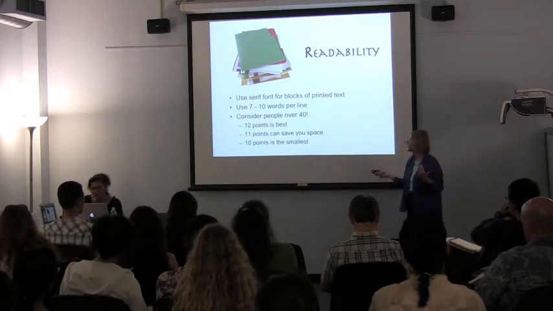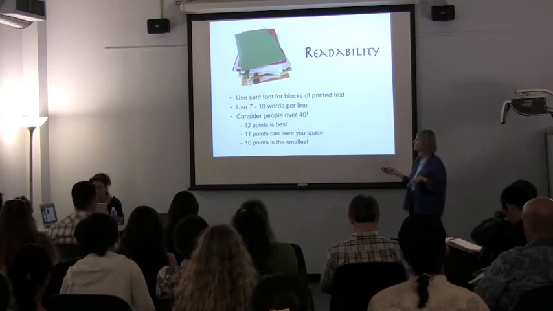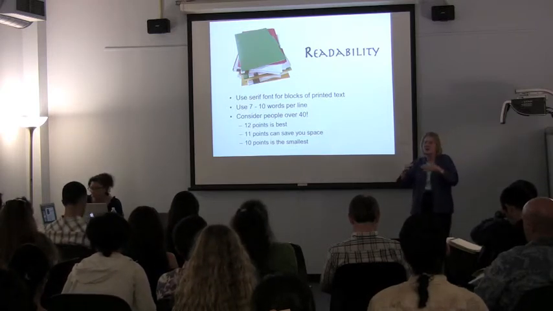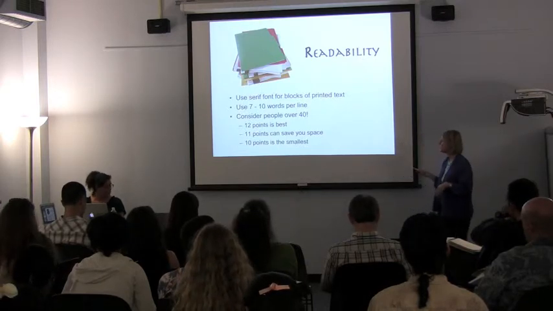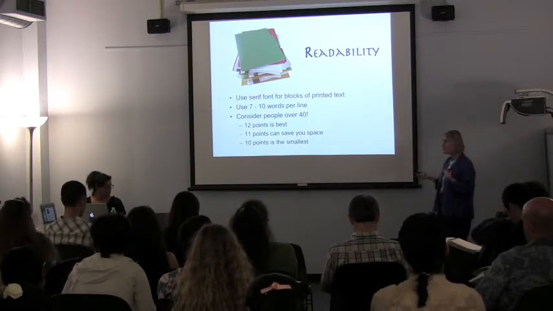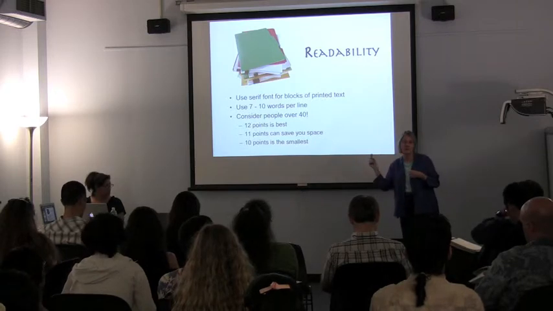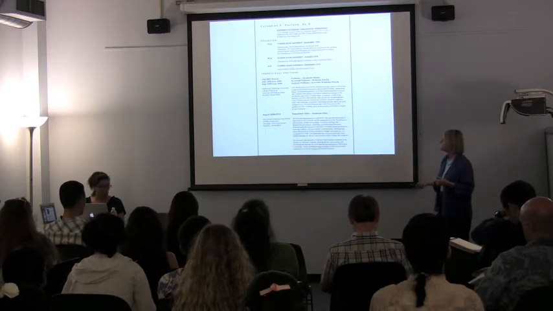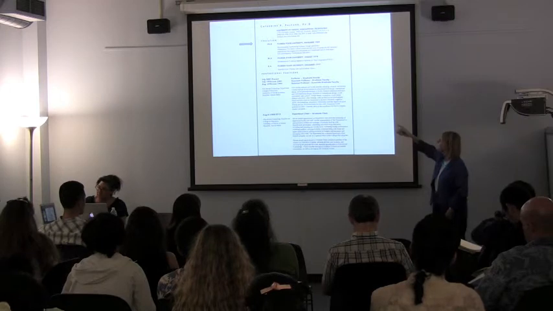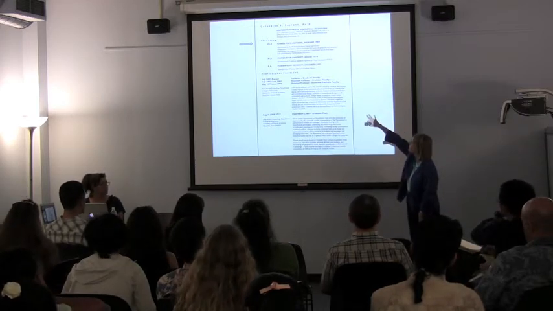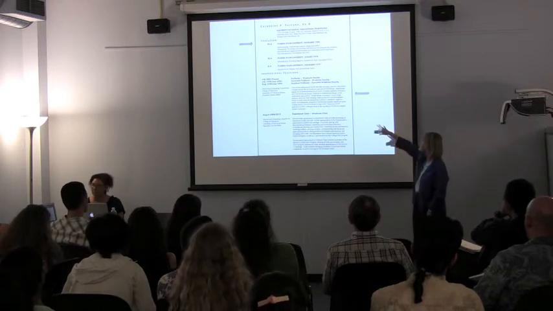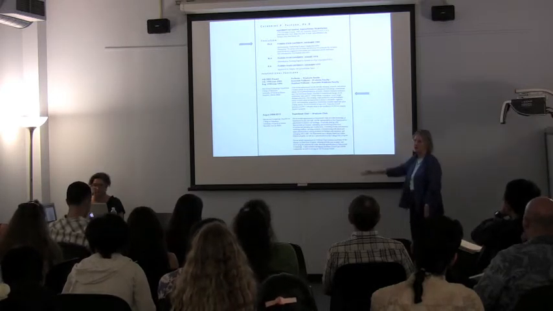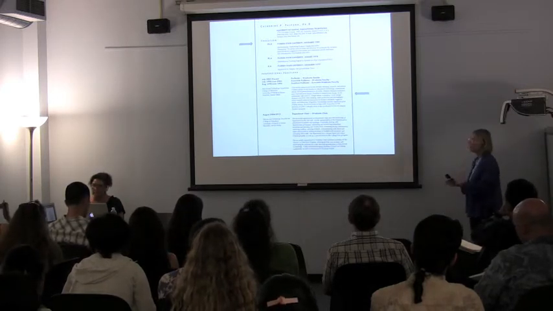There'll be a lot of us on your committee. So 12 points is best. 11 points is really sneaky because it looks a lot like 12 points, but you can shrink it a little bit. 10 points is about the smallest you can go, and that's what I now use online because it's so long. Okay, so let's take a look. You can see my headers are all in sans serif, whereas my text is in serif. So anywhere I have a block of text. And it makes for a nice look.